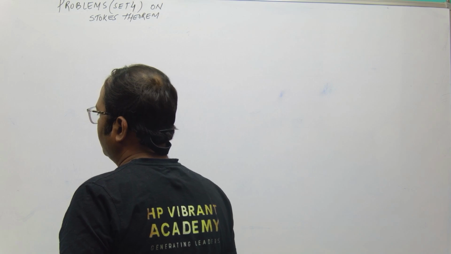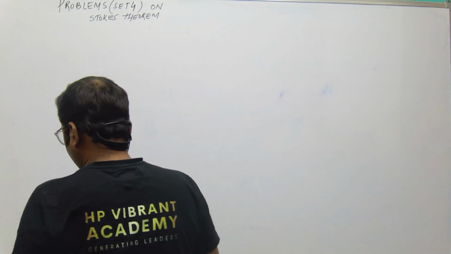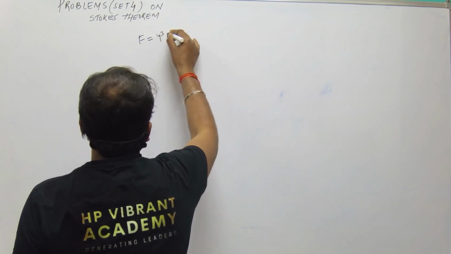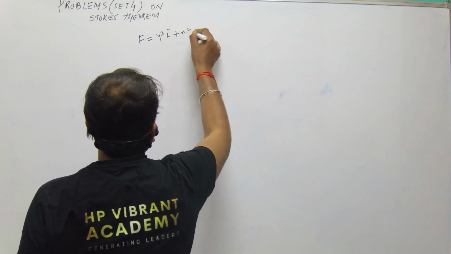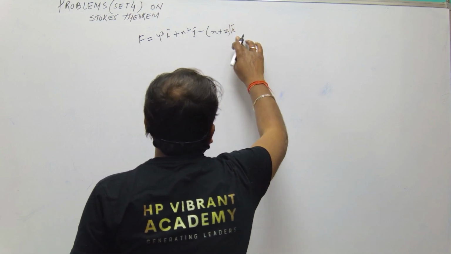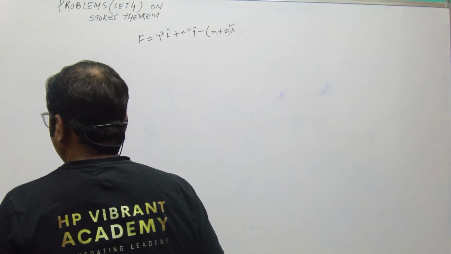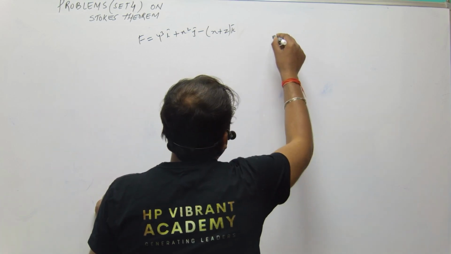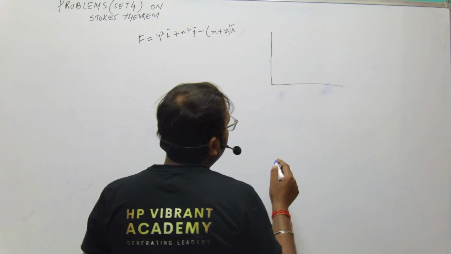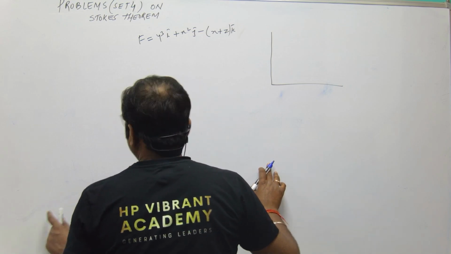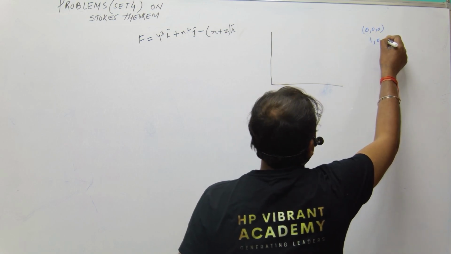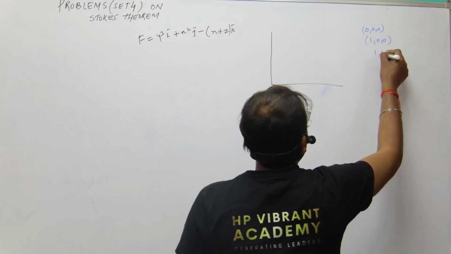Evaluate f dot dr by Stokes theorem. Okay, so we have the value of f as f is equal to y cube i cap plus x square j cap minus x plus z k cap. This is the value of f, and C is the boundary of a triangle with vertices. So this is our triangle. The coordinates are 0, 0, 0. Second, we have 1, 0, 0, and third is 1, 1, 0.